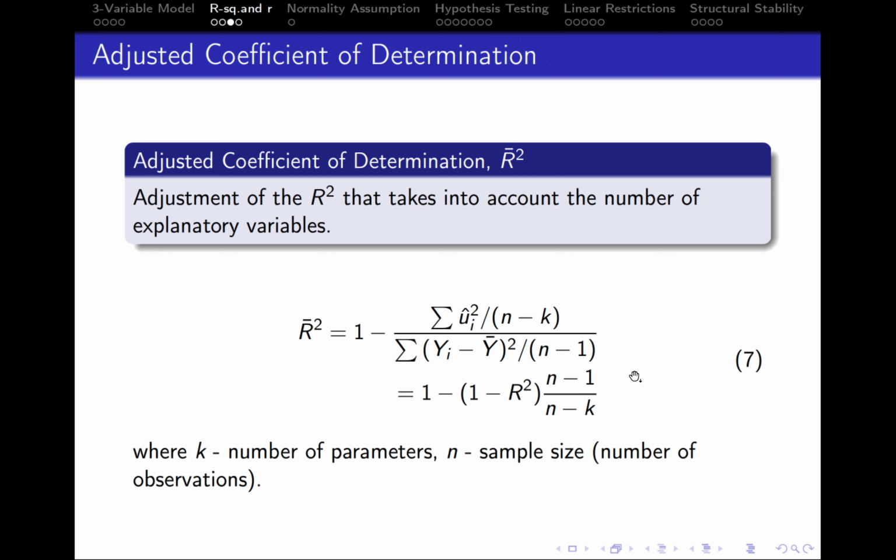So here is the formula, as with the first one. If you compare this formula to the previous one, now we've got some extra terms: n minus k, the difference between the sample size, the number of observations, and the number of parameters, and in the denominator we've also got n minus 1. So this is where this punishment comes from, in a sense.